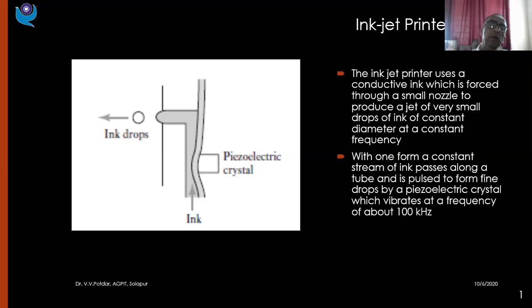The ink is not directly poured onto the paper in the form of a jet, but it is poured or spilled on the paper in the form of small drops. These small drops come out of this nozzle based on the amount of pressure you are applying on the tube.